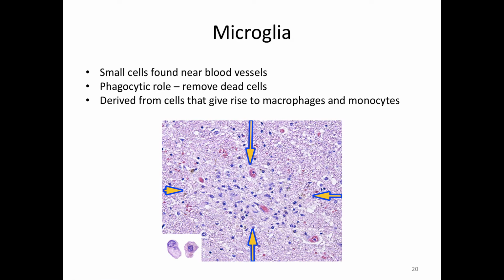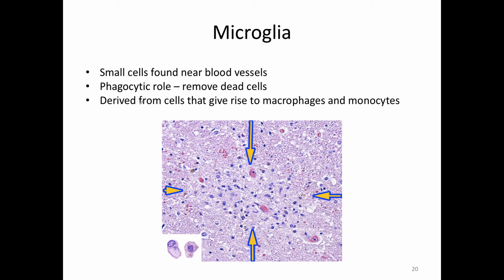So these are phagocytes, and they specifically remove dead cells or debris from between and among neurons, because if debris builds up between and among neurons, synaptic transmission is impaired, and that causes problems with cognition and motor function, among other things. So you want to get rid of that gunk.